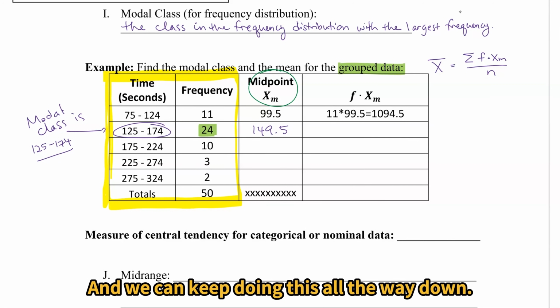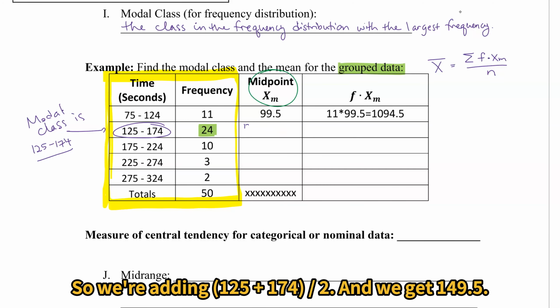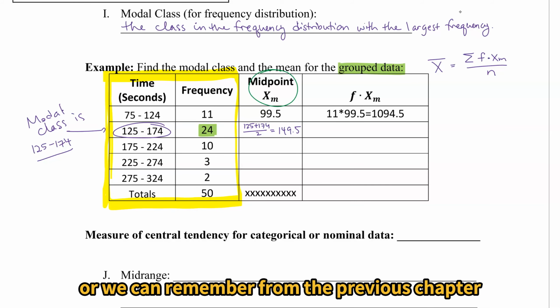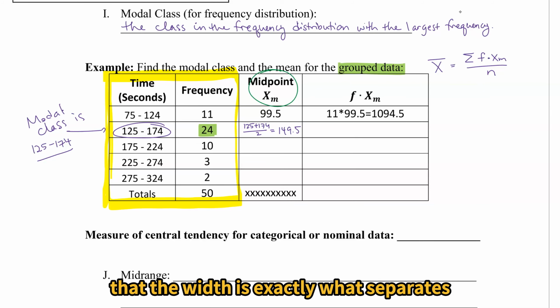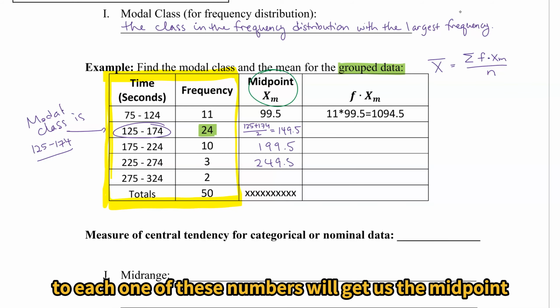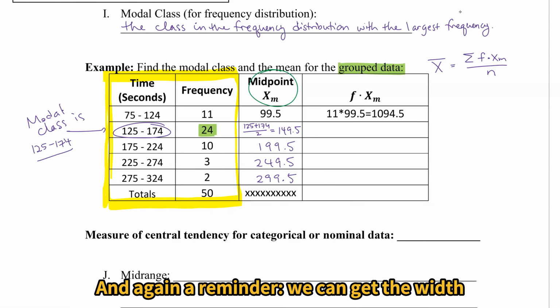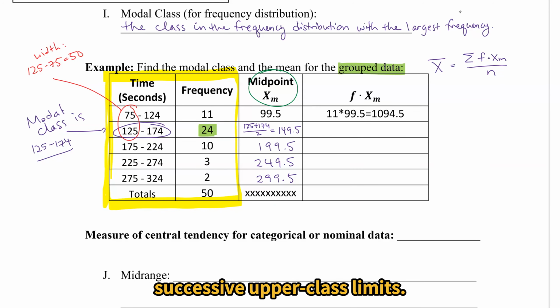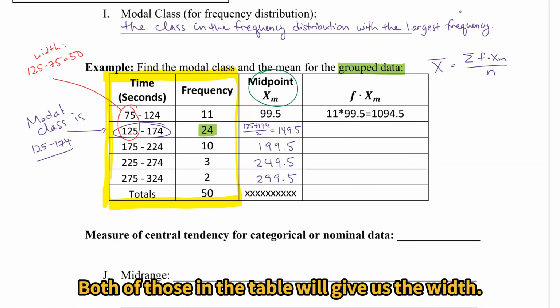And we can keep doing this all the way down. We can keep doing this for each one of these classes, or we can remember from the previous chapter that the width is exactly what separates all of these midpoints. And our width here is 50. So adding 50 to each one of these numbers will get us the midpoint for each of the classes in the data set. And again, a reminder, we can get the width by looking at successive lower class limits, successive upper class limits. Both of those in the table will give us the width.